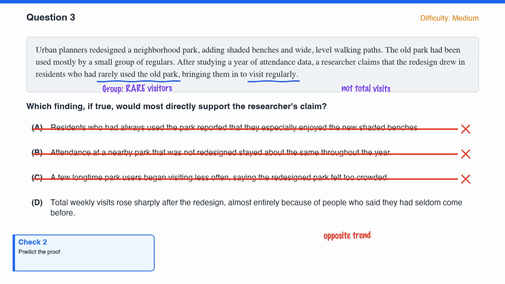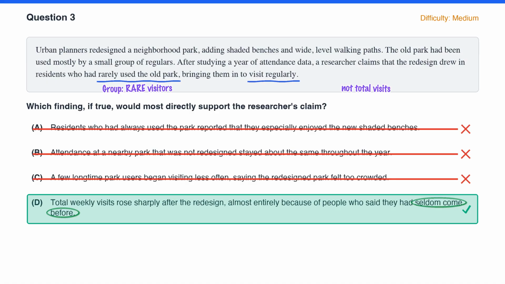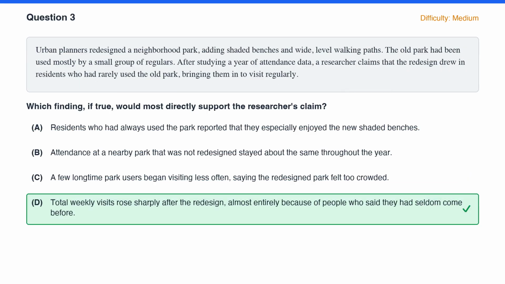Knock it out. D says total visits rose, driven almost entirely by people who said they'd seldom come before. That's exactly our group, now coming regularly. D holds. D wins because it tracks the exact group in the claim, the rare visitors, and shows them returning. The traps swapped in the regulars, a different park, and the opposite trend.